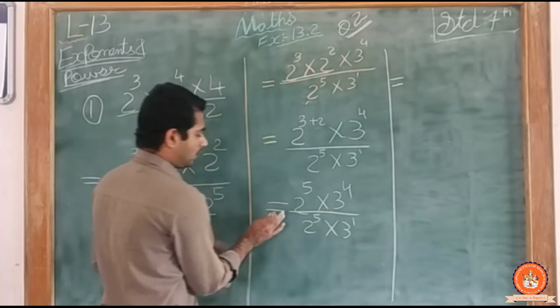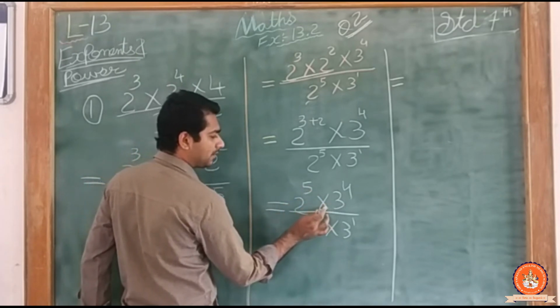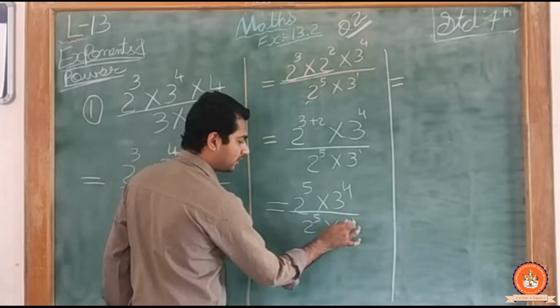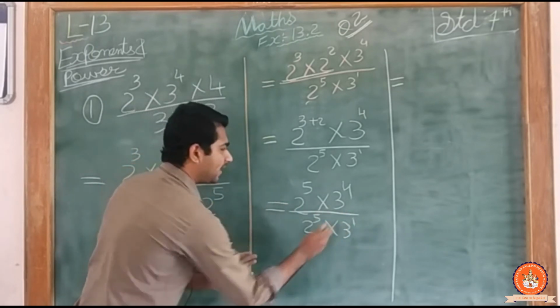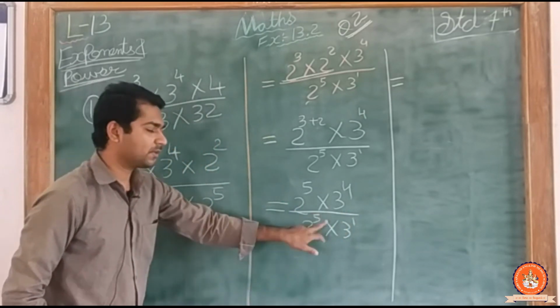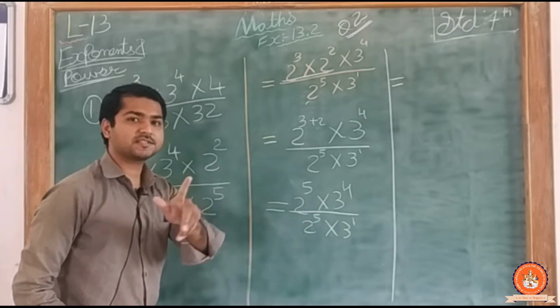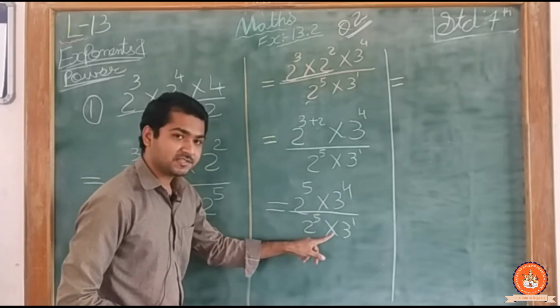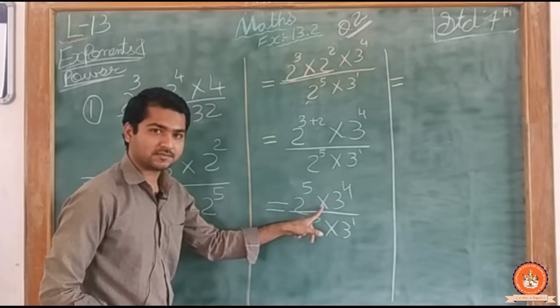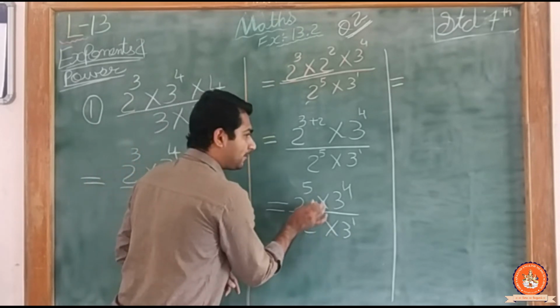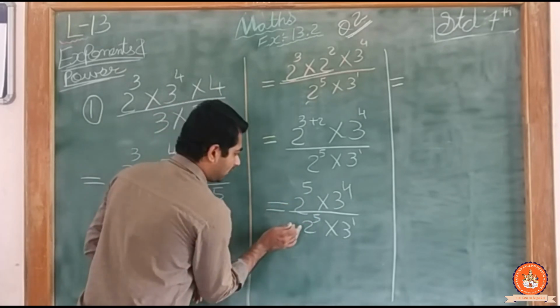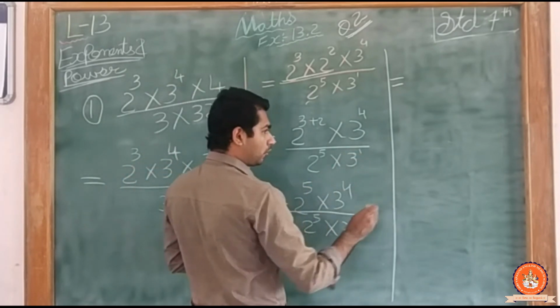So here what I get: 2 raised to 5 multiplied by 3 raised to 4, divided by 2 raised to 5 multiplied by 3 raised to 1. Now what I am doing is separating. There is a multiply sign between the two; if there were a plus sign, it would not separate. There is a multiply sign in the denominator and also in the numerator, so I will separate both of these.